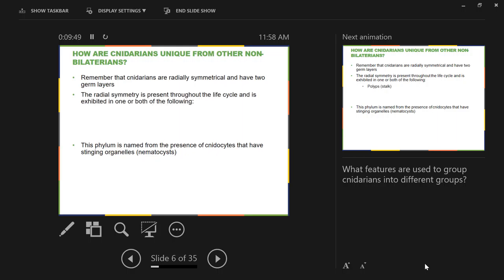All right, the radial symmetry of these cnidarians is very clearly displayed throughout the entire life cycle. That is somewhat unique. Some of our other non-bilaterians are radially symmetrical in some life stages and bilaterally symmetrical in others. Okay, you've got the radial symmetry, and here's what you might think of as a complete cnidarian life cycle. Not all cnidarians have all these steps.